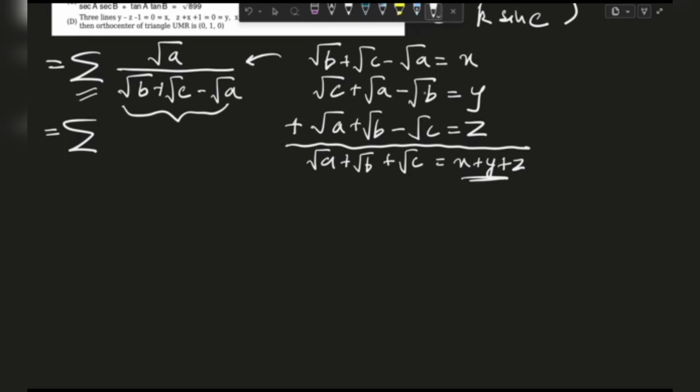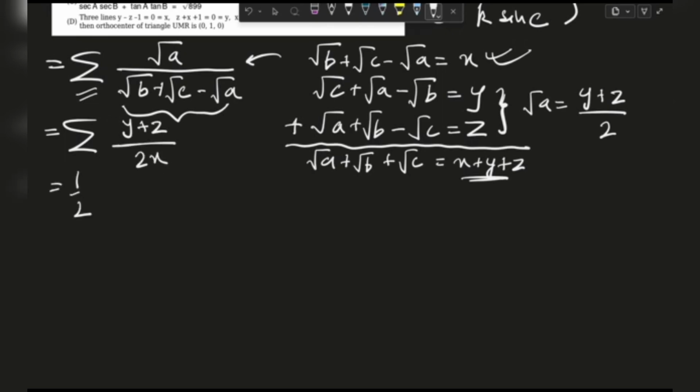If you are good at looking into these equations, you will see that on adding these two equations, root b minus root b cancels, root c minus root c cancels, and from here we get root a as (y plus z) by 2. And once again, this thing is your x, so this becomes sigma (y plus z) by 2 times x. Now let's take half outside, so this becomes sigma (y plus z) by x.